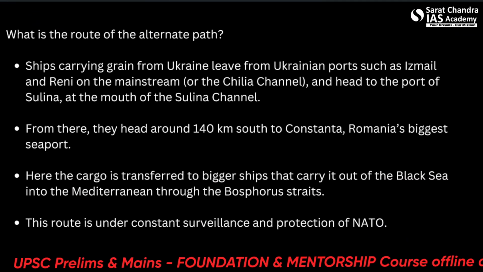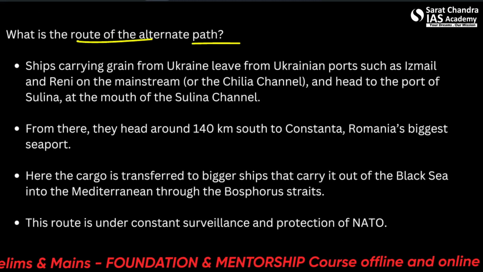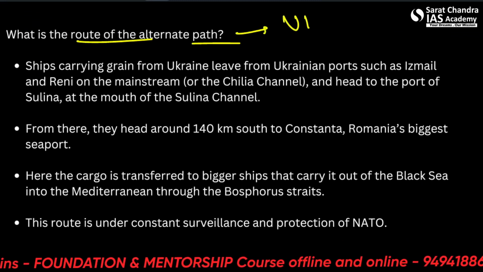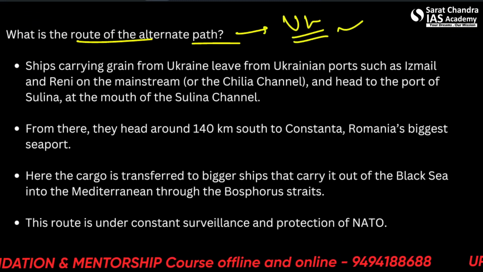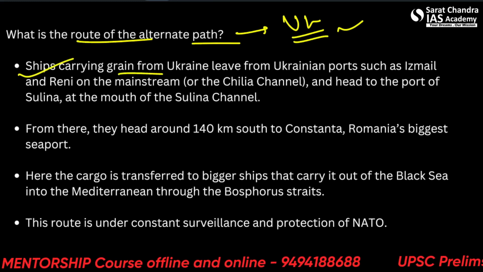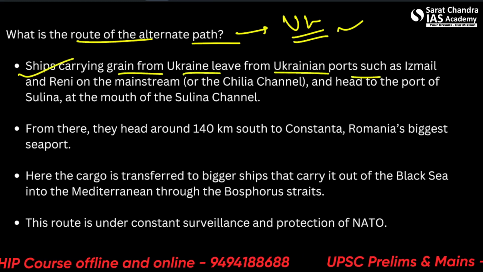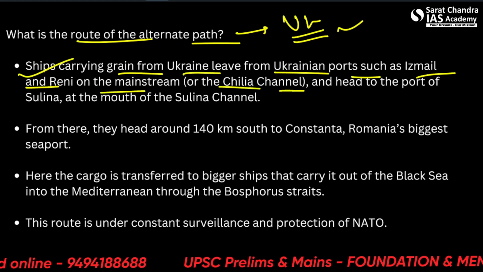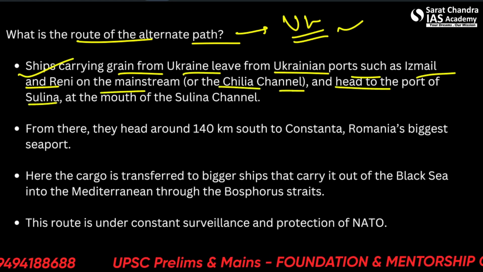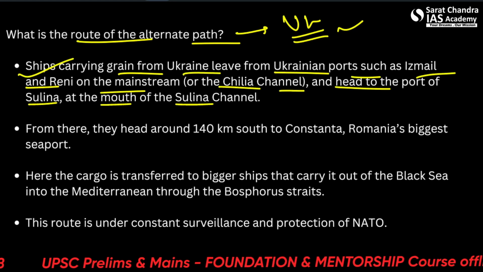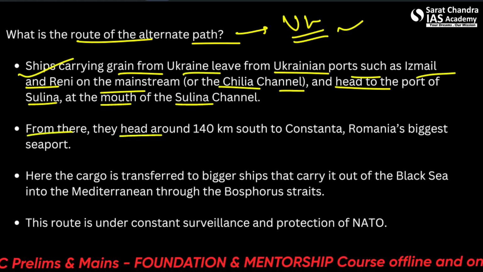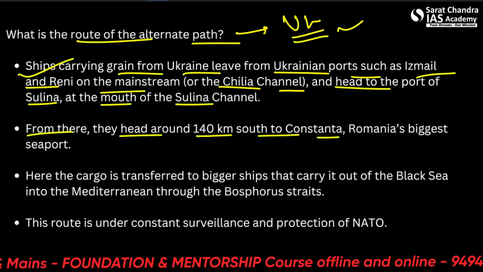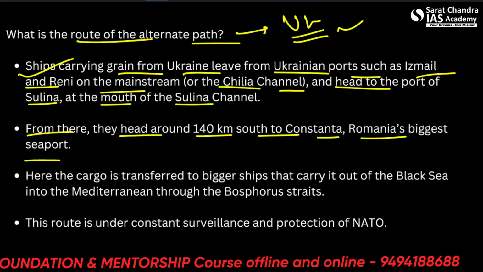Okay. So what is the route of the alternate path? That means what is the news basically? How Ukraine has found path through this channel. So ships carrying grain from Ukraine leave from Ukrainian ports such as Izmail and Reni on the mainstream or the Chilia channel and head to the port of Sulina at the mouth of the Sulina channel. From there, they head around 140 kilometers south to Constanta, Romania's biggest seaport.